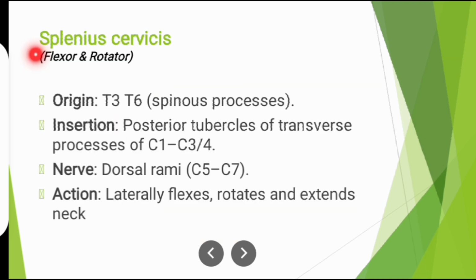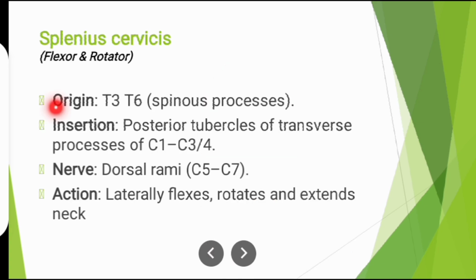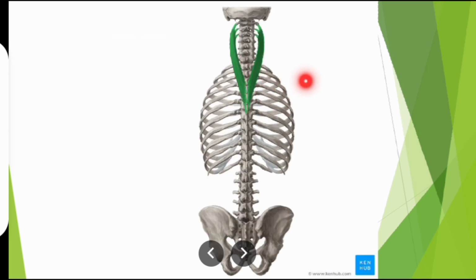Next muscle is Splenius cervicis muscle. This is Splenius cervicis muscle. Its origin T3 to T6 spinous processes. Insertion posterior tubercles of transverse process of C1 to C3 to C4. Nerve supply dorsal rami. Action lateral flexion, rotation and extension of neck. The muscle in green is Splenius cervicis muscle.